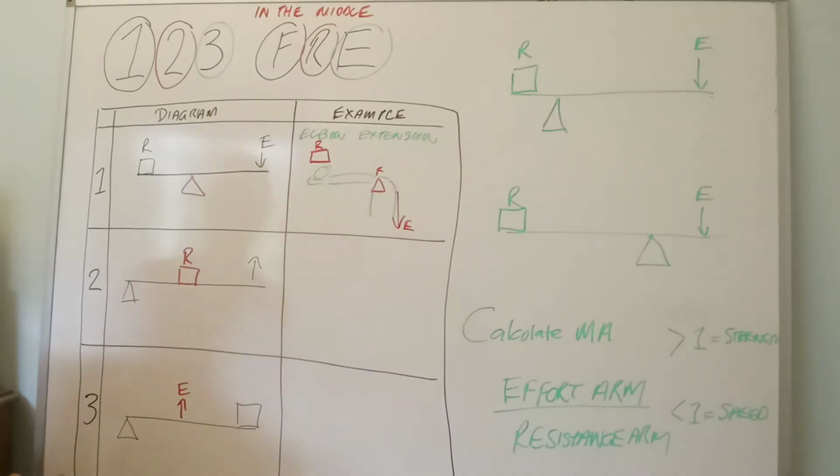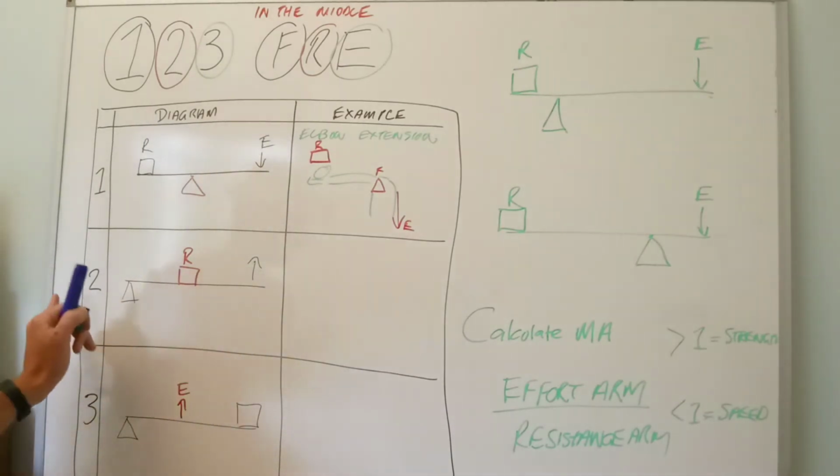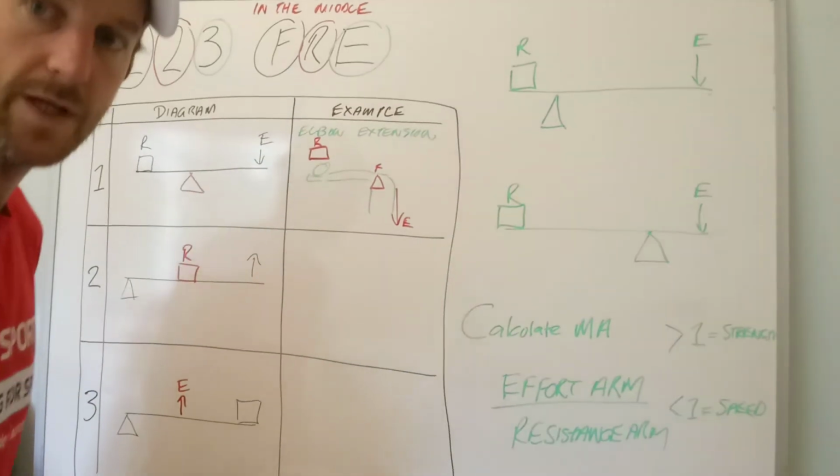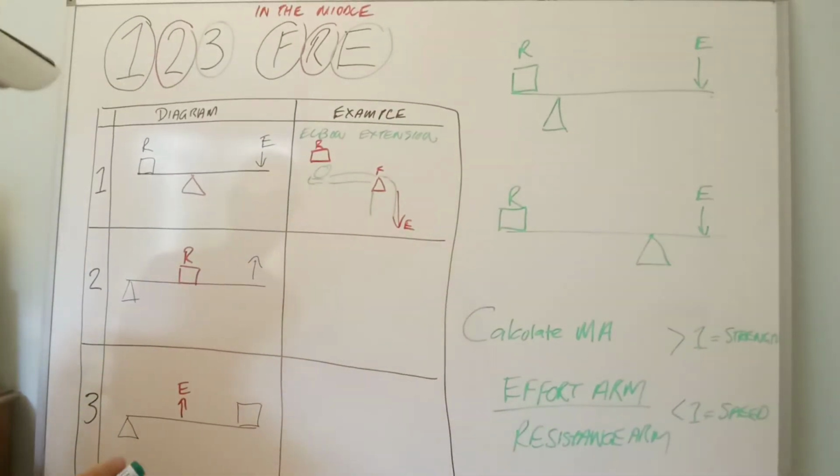Okay, next example we've got, this is a class 2 lever system. Class 2 is going up onto your tiptoes, so it's plantar flexion.